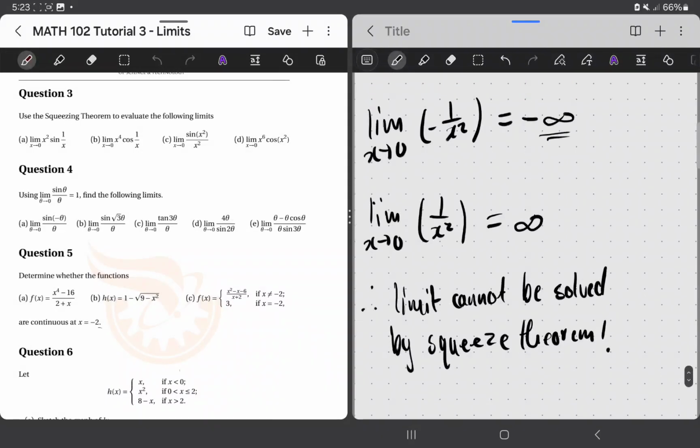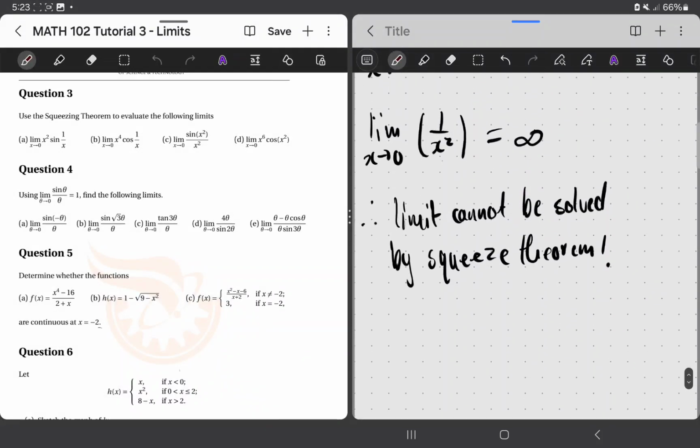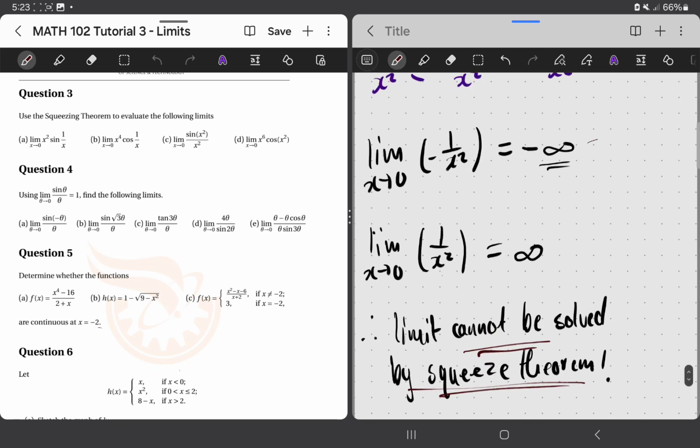Or we can say that this limit does not exist, one of the two, whatever. But basically, you have to get to this stage where you can show that they're not the same, so we can't have a limit using squeeze theorem; it's impossible, all right? Now we go on to the next thing, which is part D.